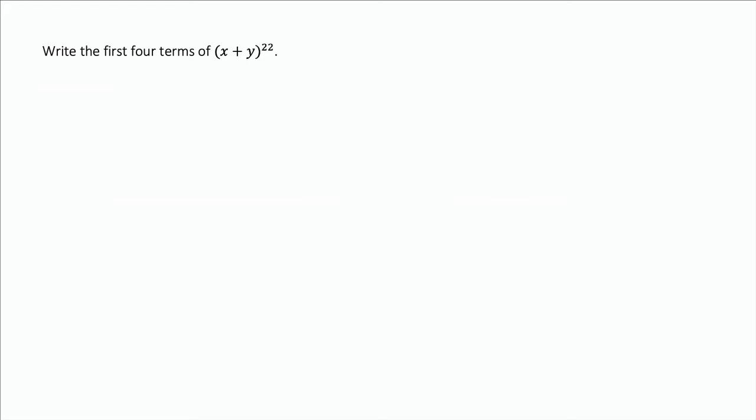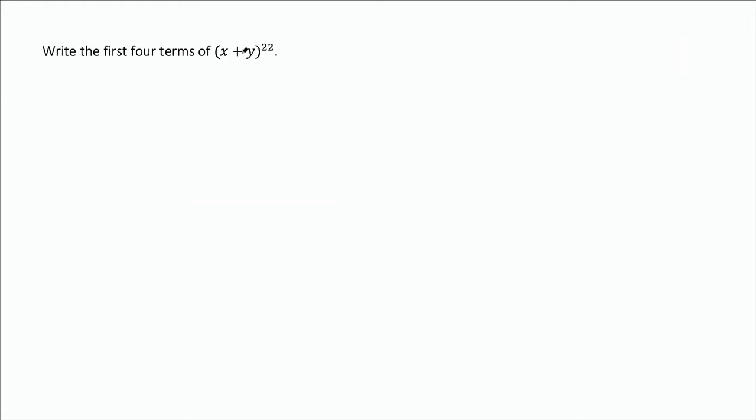Write the first four terms of x plus y to the 22. This is a binomial, and to expand this, we either use Pascal's triangle or the binomial coefficients. It kind of depends on that exponent what we're going to do. If I wanted to use Pascal's triangle, I would need my 22nd row of Pascal's triangle. It would take a ton of work to get there. It's not worth it. So we're going to use the binomial coefficients.